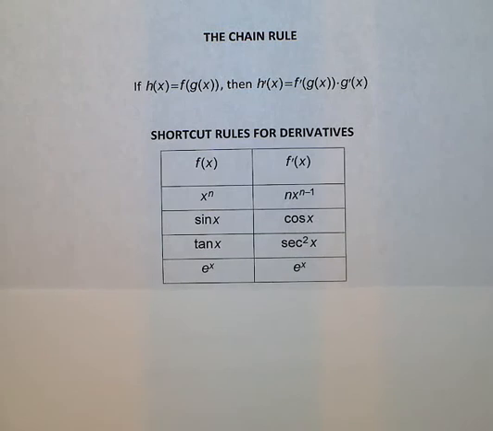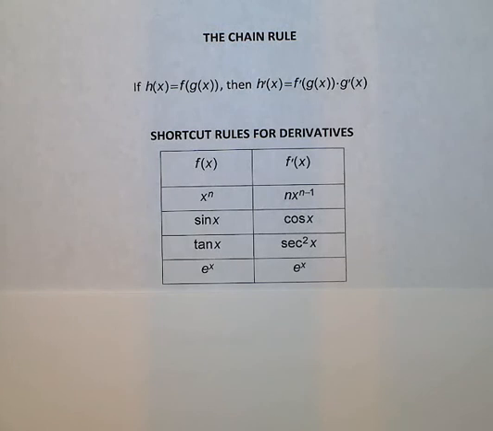If our function is f of x, on the left, we see f prime of x on the right. The derivative of x to the n is n times x to the n minus 1, our familiar power rule. If f of x is sine x, then f prime of x is cosine x. The derivative of tangent x is secant squared x. And the derivative of e to the x is itself, e to the x.